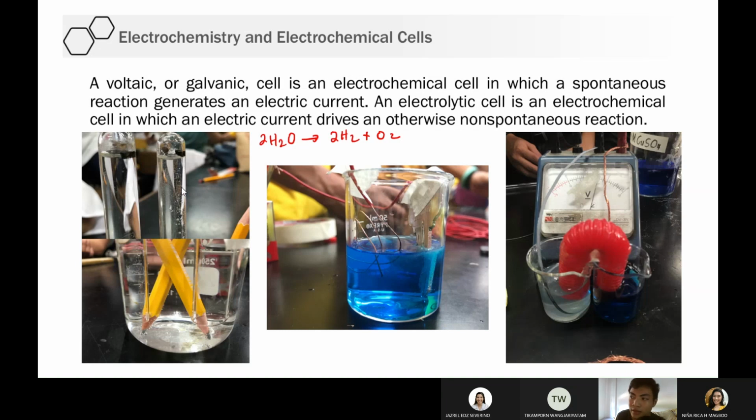As electricity passes through the solution and the metal that you want to coat, what happens is that the ions will be reduced on the surface of the metal. From Cu2+, it will now become copper metal. So that is how electrolysis is done. That's how copper plating is done.